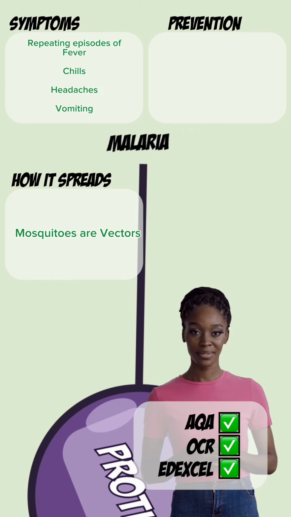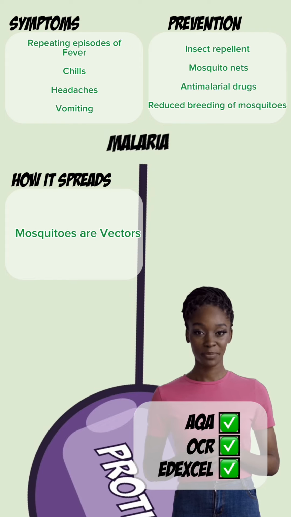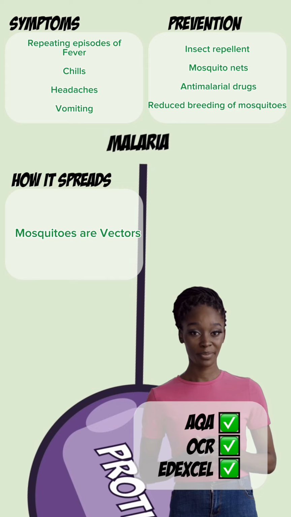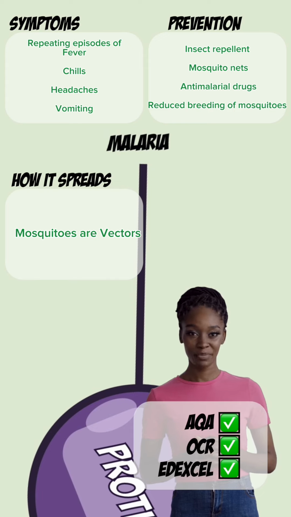themselves. Symptoms of malaria include fever, chills, headache, and vomiting. Prevention methods include using insect repellent, sleeping under mosquito nets, and taking anti-malarial drugs. Additionally, controlling the vector population by reducing mosquito breeding grounds and using insecticides can help prevent the spread of malaria.